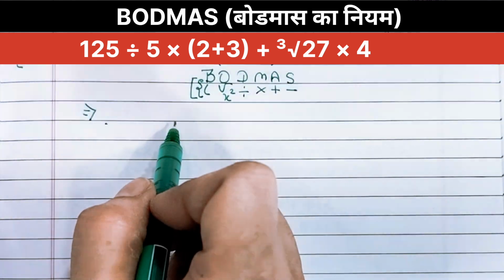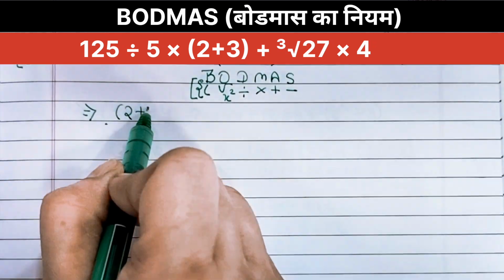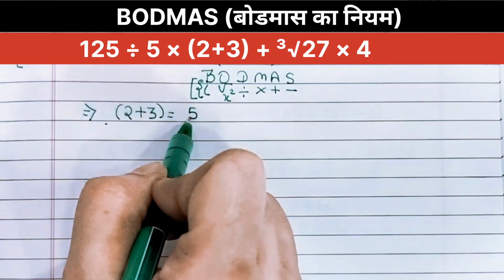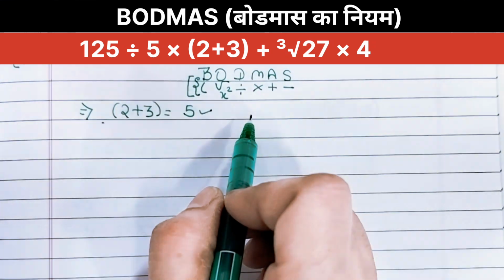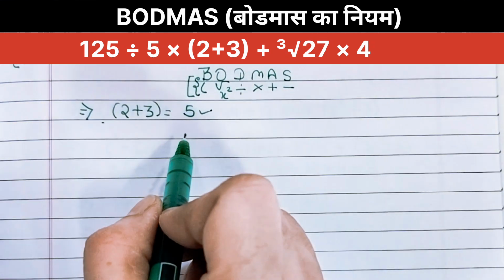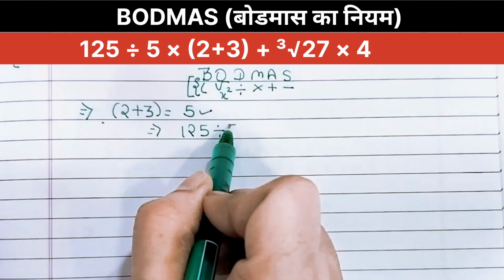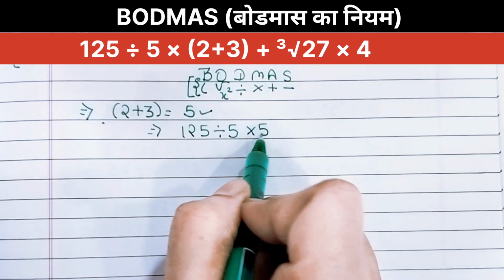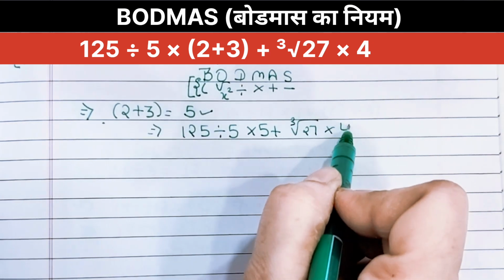First step says brackets. Solve the term inside the parentheses, which is 2 plus 3. It gives you 5 as a result. According to this step, brackets group numbers together and always take the topmost priority. So now the current expression becomes 125 divided by 5 multiplied by 5 plus cube root 27 multiplied by 4.